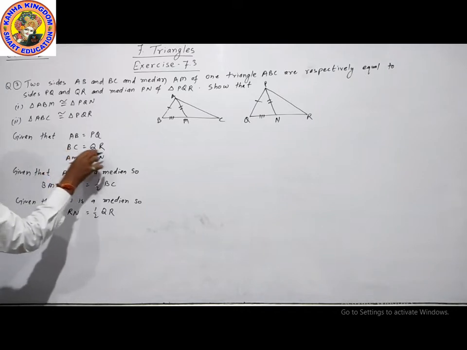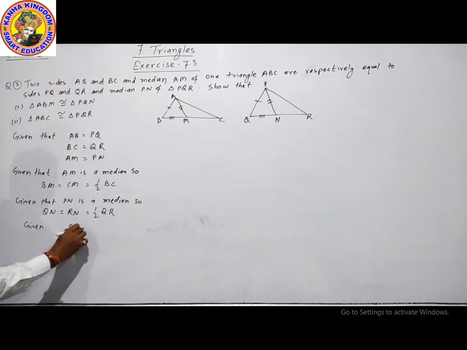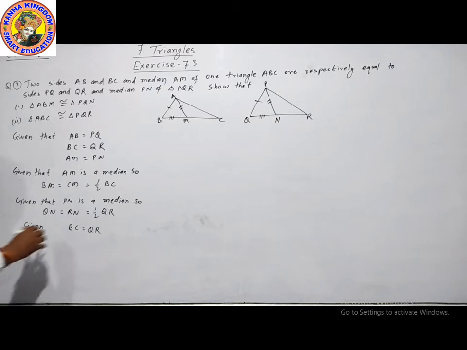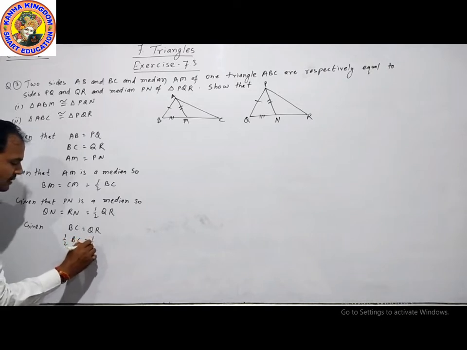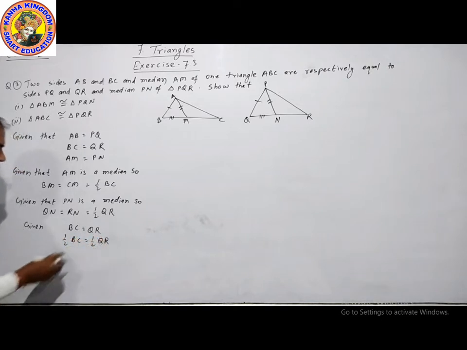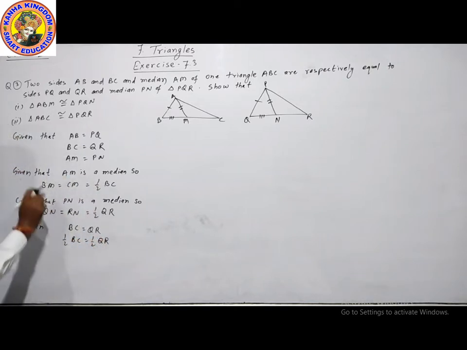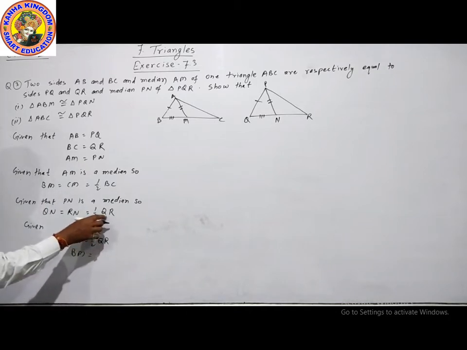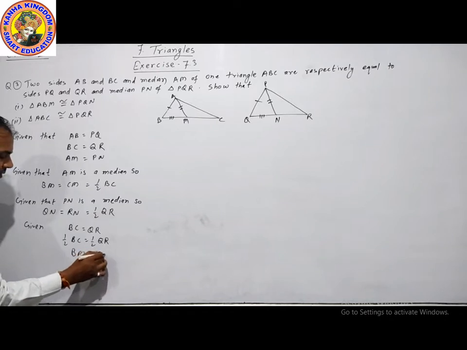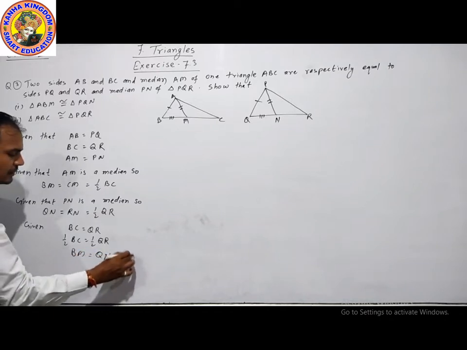Given BC is equal to QR, this is given in our question. Now dividing by 2, half BC is equal to half QR. Half BC is BM, half QR is QN. Equation number first.